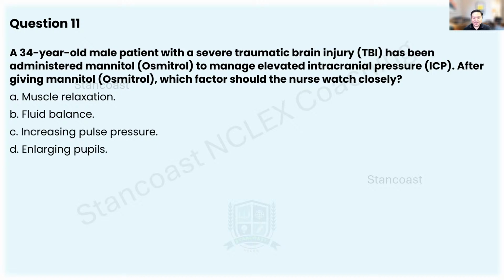Let's have number 11. A 34-year-old male patient with a severe traumatic brain injury has been administered mannitol, Osmitrol, to manage elevated ICP. After giving mannitol, which factor should the nurse watch closely? Is it A, muscle relaxation, B, fluid balance, C, increasing pulse pressure, D, enlarging pupils? So which of those would be watched closely by the nurse after giving the mannitol, after the administration of the Osmitrol? Which of those should be monitored for this patient?